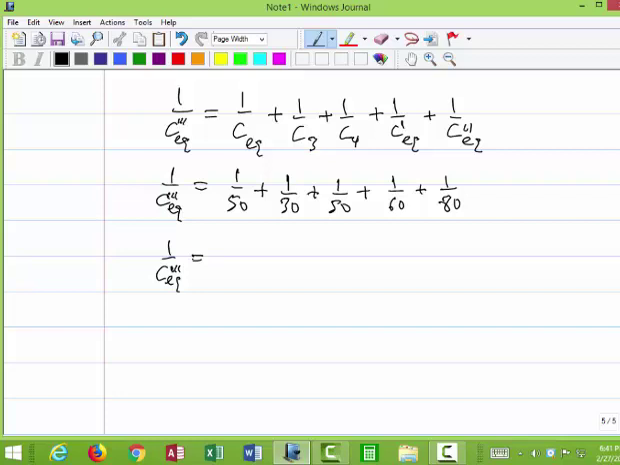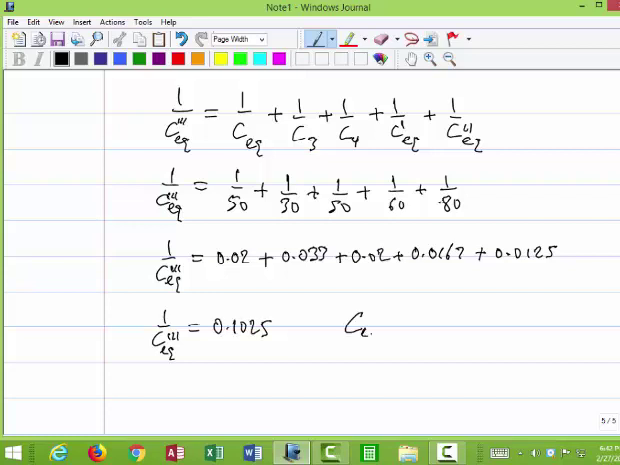And if you like, you can do them all as decimals. So this is 0.02. This would be 0.0333. Let me know if I'm doing this wrong. So you then add all this up together. Okay, so add it up and tell me what you get. 0.1025. Okay, so it was done correctly. So C equivalent triple prime is then 1 over 0.1025, which is what?